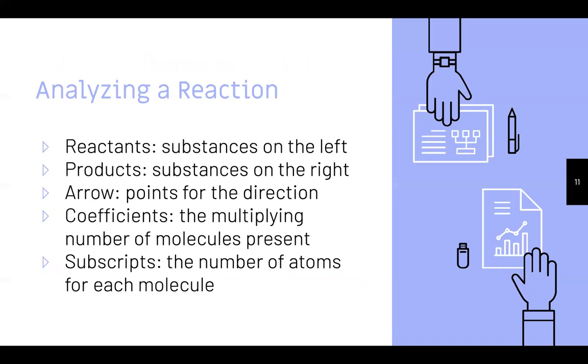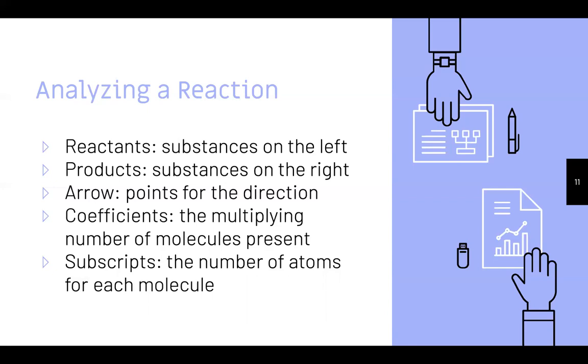Analyzing a reaction. It's important to understand the different parts of a reaction, just like you would with any equation. The normal structure will be a reactant on the left. There could be one reactant, two, three, however many, on the left-hand side. Then on the right-hand side are called the products, the substances on the right.